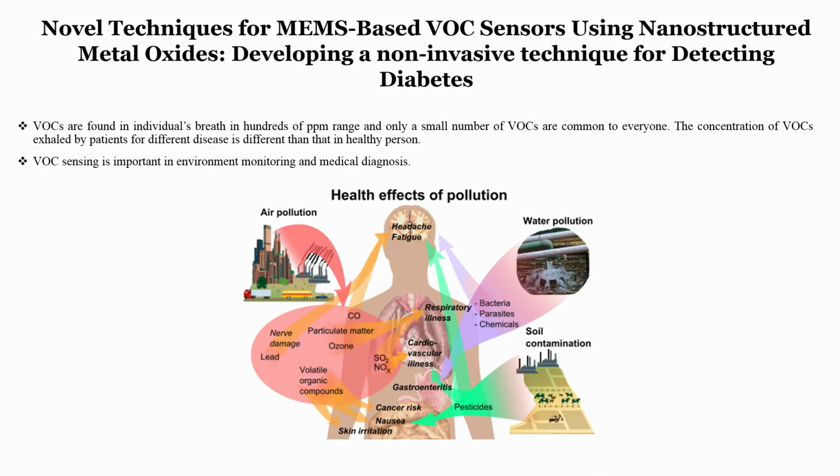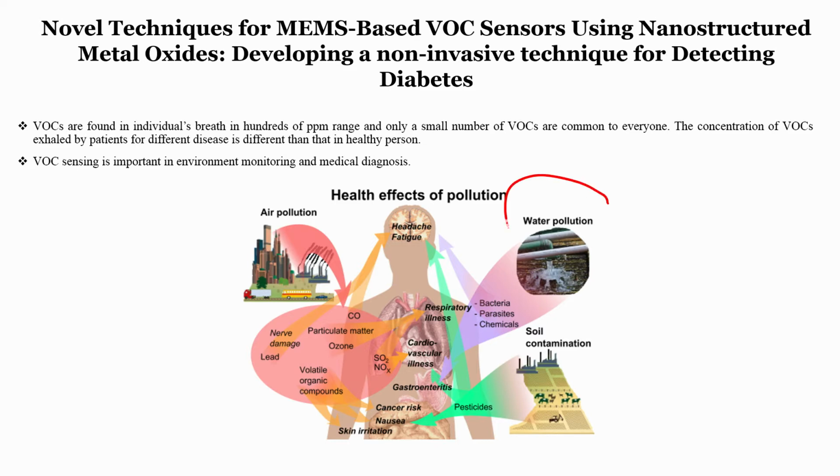VOC sensing is important in environmental monitoring as well as medical diagnosis. So, what are the health effects of pollution? First is air pollution, where the quality of air is not good. What kind of effects can there be? It can be nerve damage, cancer, nausea, skin irritation. If VOCs exceed a certain limit, they cause cancer, nausea, and skin irritation. If there is particulate matter and ozone, it causes respiratory illness. If there is lead in the air, then we have nerve damage. So, the health effects of pollution are enormous.